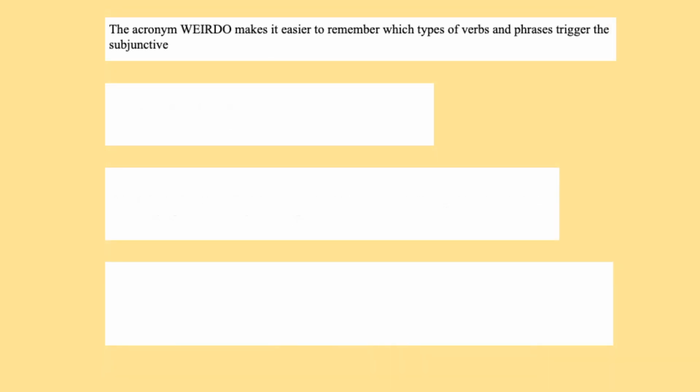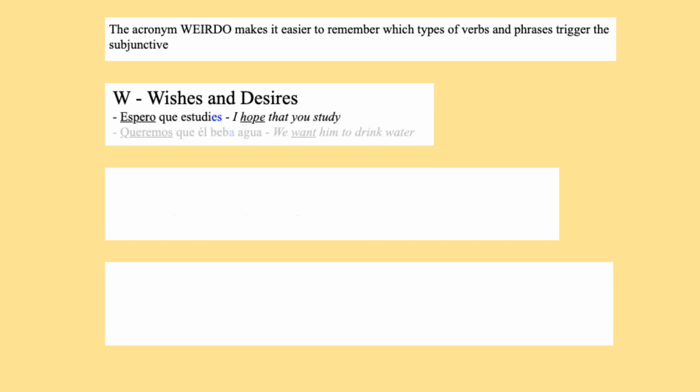The acronym WEIRDO is a common tool that is used to make it easier for us to remember the types of verbs and phrases that activate the subjunctive. So W is for wishes and desires. Espero que estudies. Queremos que él beba agua.